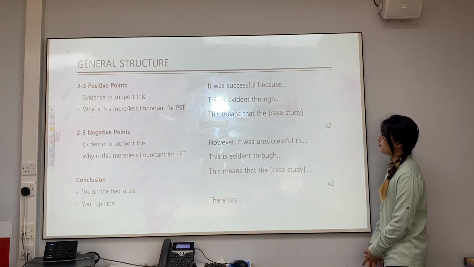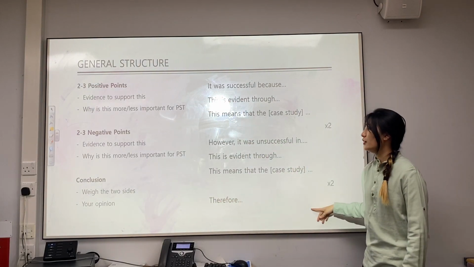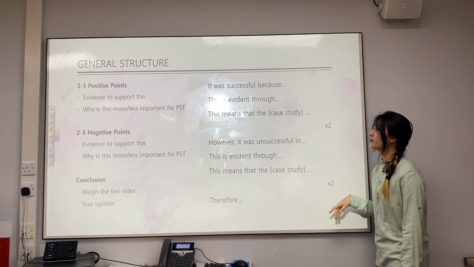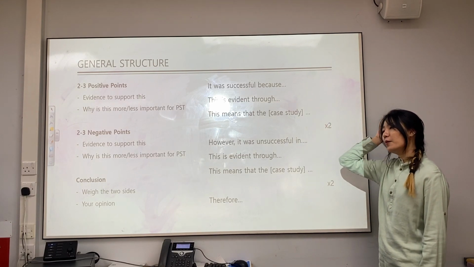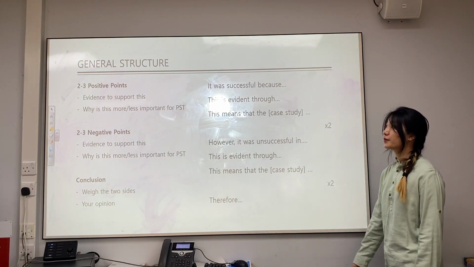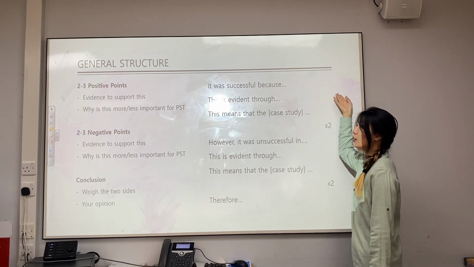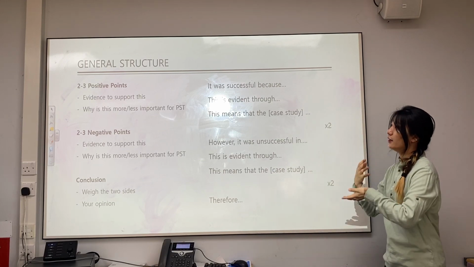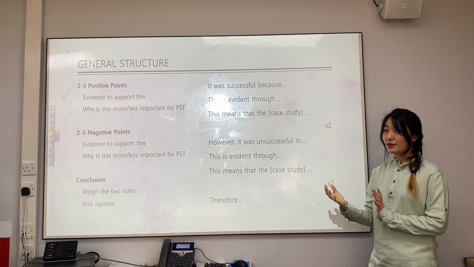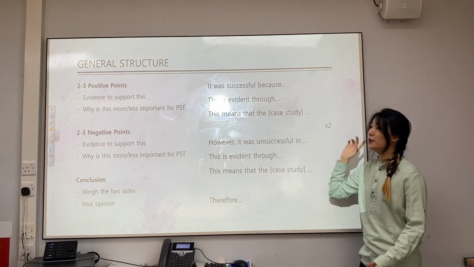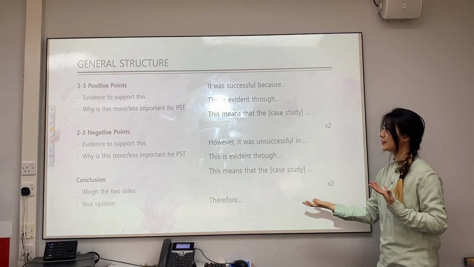Okay, so if a hypothetical and abstract structure doesn't quite work with you, here are sentence starters like I did before. It was successful because, whatever. Let's think of a question. Corporate social responsibility. It's successful because it allows the PST to gain governmental support. This is evident through the fact that government supports ethically run businesses, fishing businesses, and this means that the customers are more likely to prefer PST over other businesses.